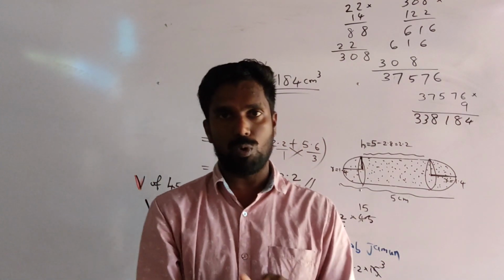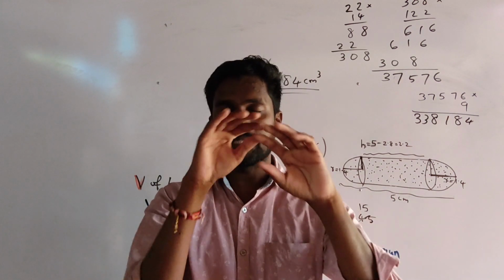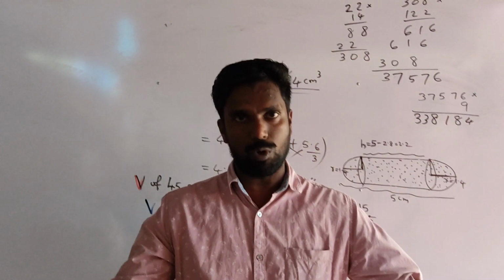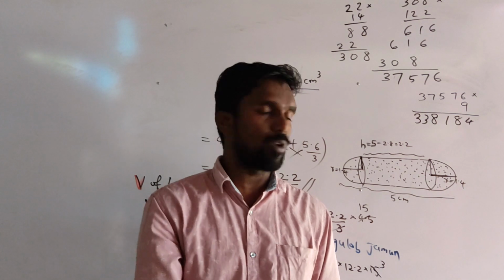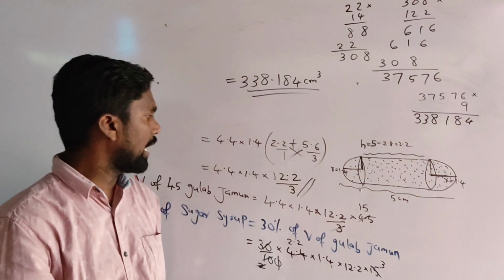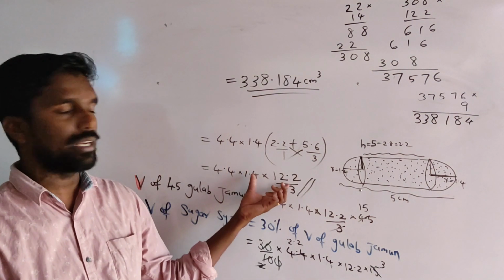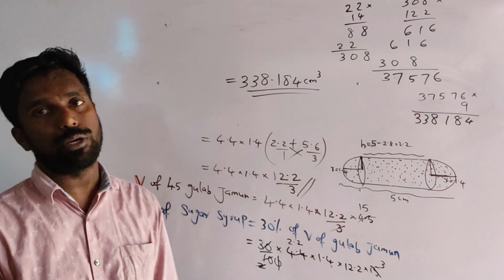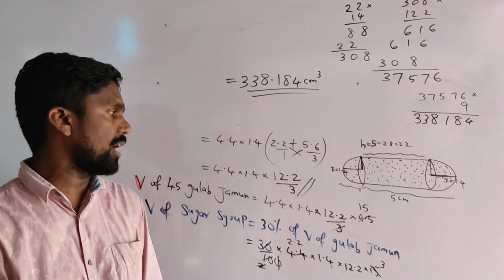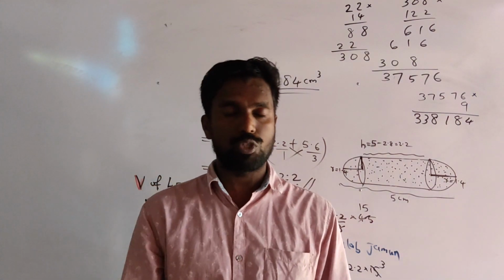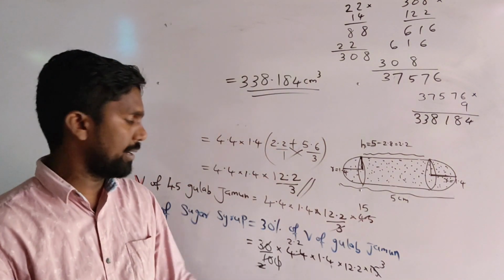1 gulab jam's volume, first you find out, that means cylinder volume plus 2 hemisphere volume. Then 45 gulab jam's volume means into 45. You can do the calculation at last. No need to do the calculation here itself. At last you can do the calculations. Into 45. After that 30% sugar syrup into 30 by 100.